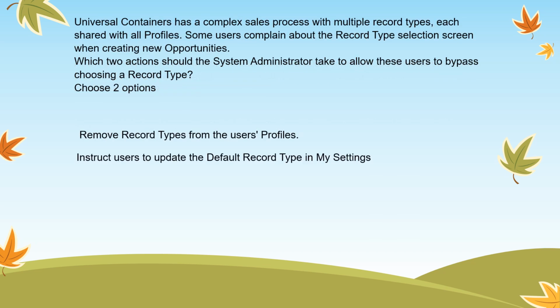Universal Containers has a complex sales process with multiple record types, each shared with all profiles. Some users complain about the record type selection screen when creating new opportunities. Which two actions should the system administrator take to allow these users to bypass choosing the record type? Choose two options. Remove the record type from the users' profiles. Instruct users to update the default record type in My Settings.